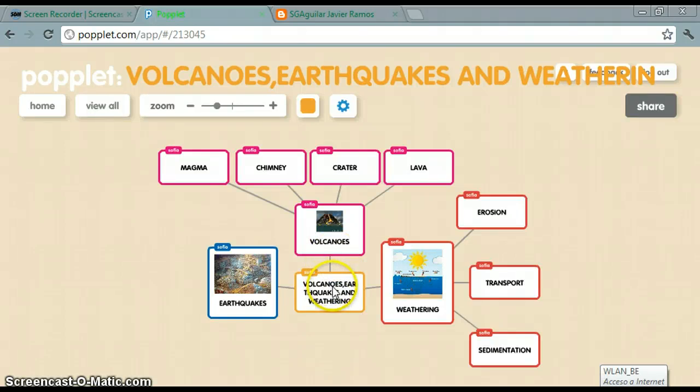Hello, my name is Sofia and I'm going to explain to you the POPPLET about volcanoes, earthquakes and weathering.